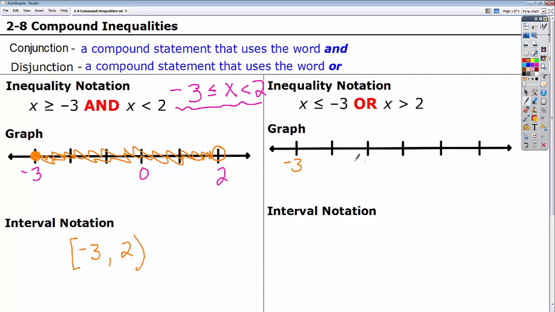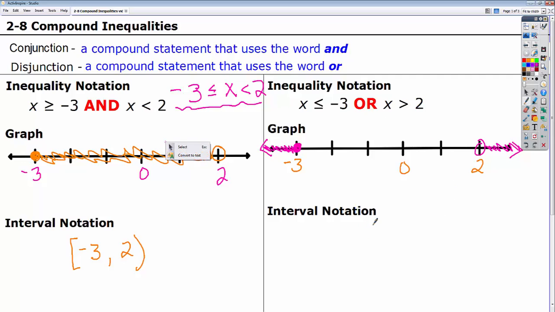Do -3, 2, 1, 0, 1, 2. Circles will be exactly the same as they were on the other side. Closed circle here, open circle here. Except this time x is less than or equal to -3. So less than, we're going to go to the left. This one x is greater than 2, so greater than goes to the right. Alright, so you'll see that they diverge, they go away from each other. Whereas this one over here, they converge, okay, and they overlap. And we shade the overlapping part.